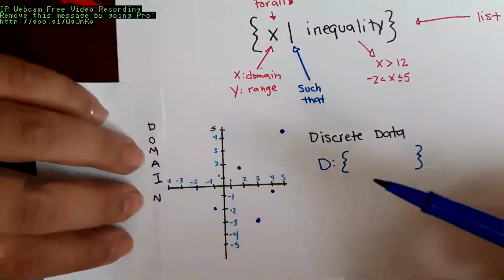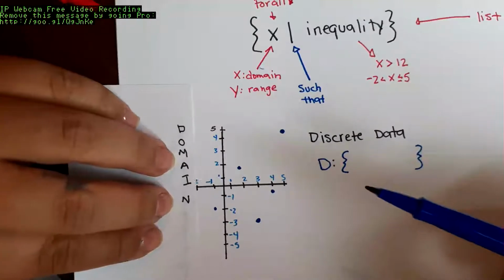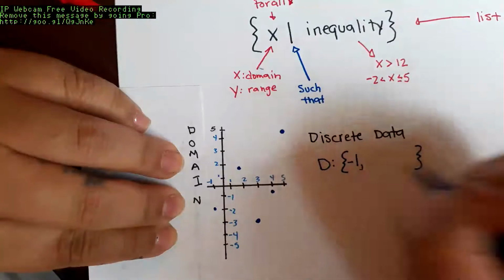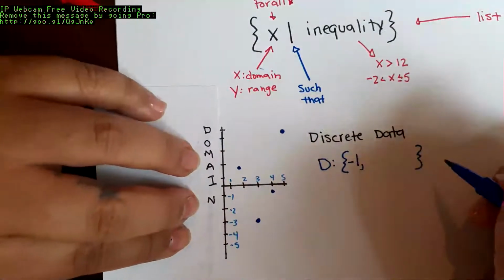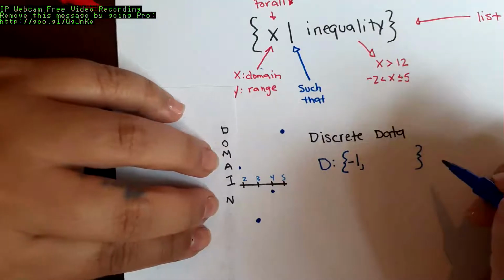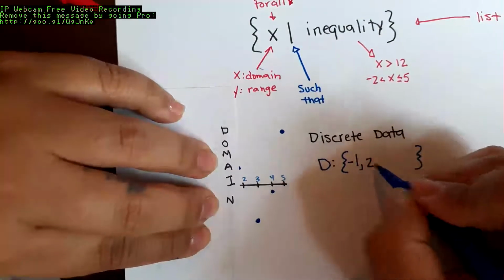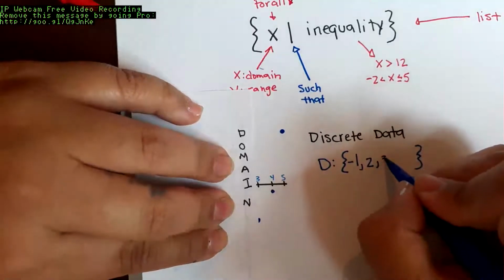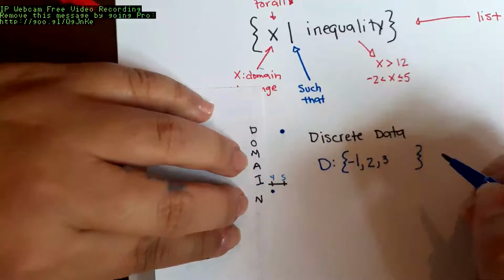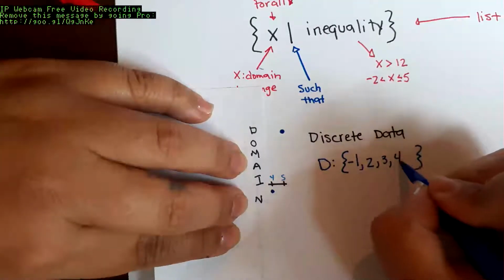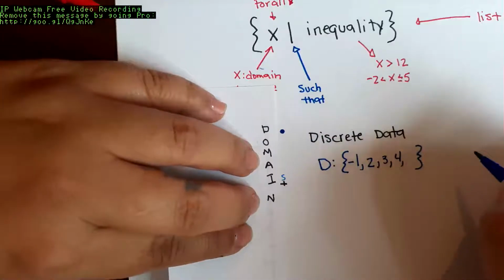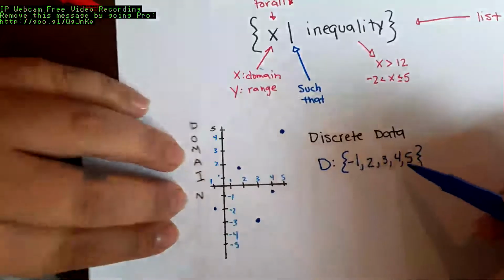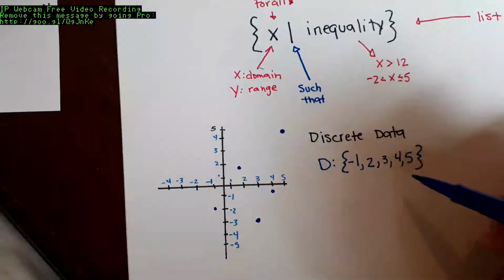So I'm starting at negative 4. As I scan over, I see I have one point at negative 1. So I'm going to write down negative 1. I'm going to keep scanning. I can see my next point is at 2. If I keep going, my next one is at 3. My next one is at 4. And my last one is over here at 5. So for the domain, I have listed all the values where I can find a data point.